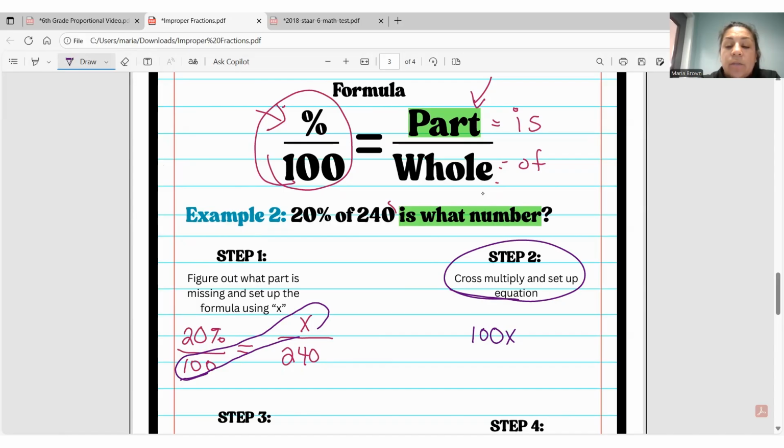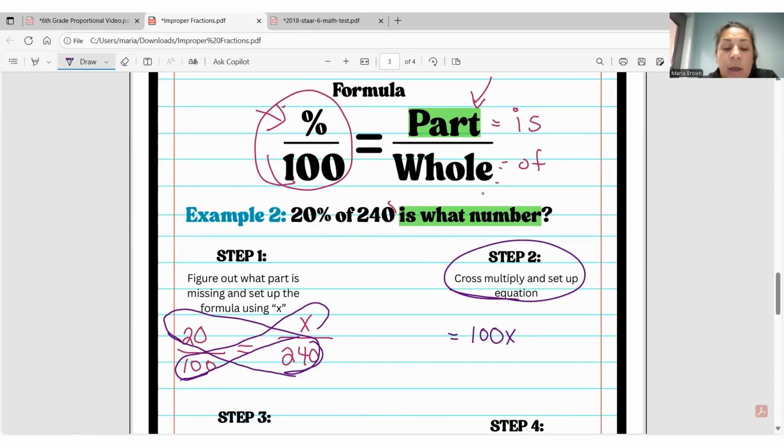100 times X. Remember, if two numbers are next to each other, it means that they're multiplying, right? 100X. And then I'm going to multiply these two. Okay, I'm not going to do that. You can multiply on your own. What is 20 times, it's not 20% times 240. It's just 20 times 240. You really don't even have to put that percent there. I just put it there so you would know where we were putting it. So here we go, 20 times 240.